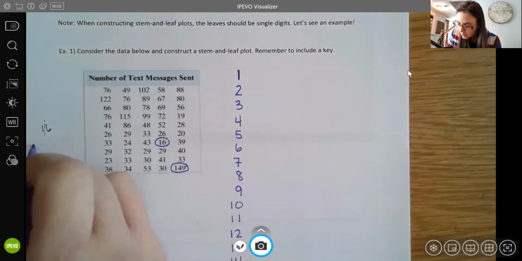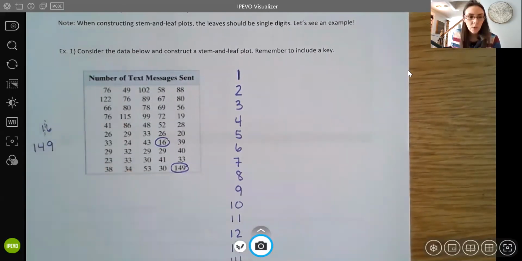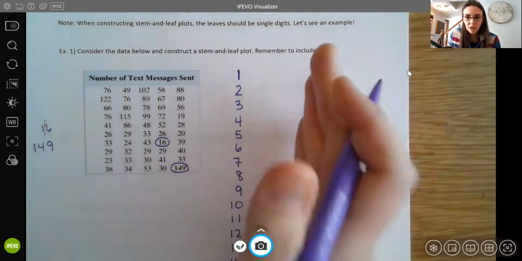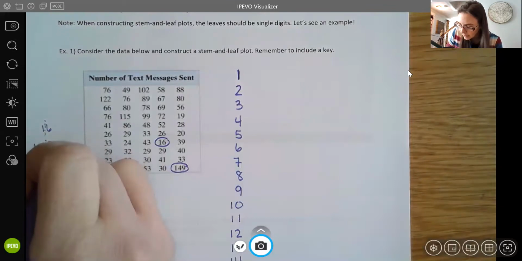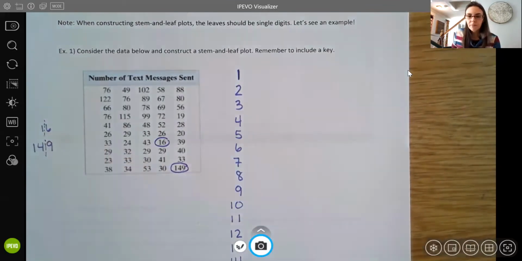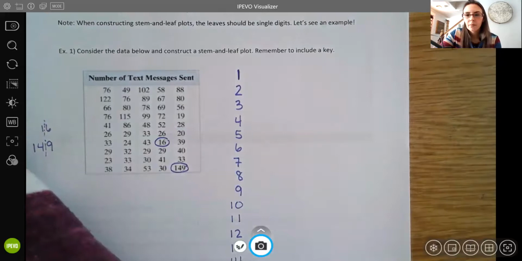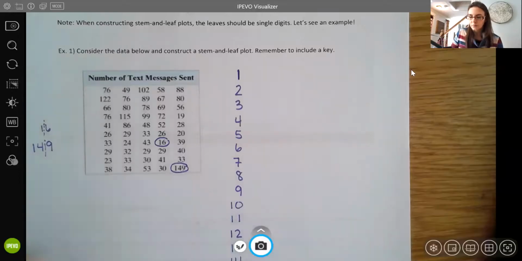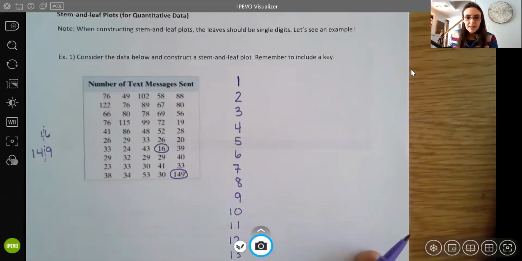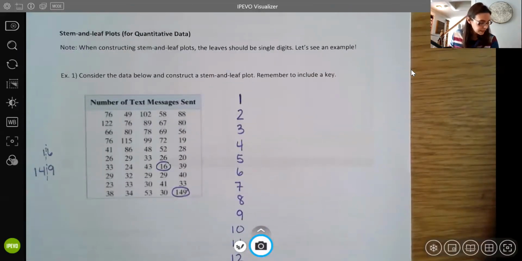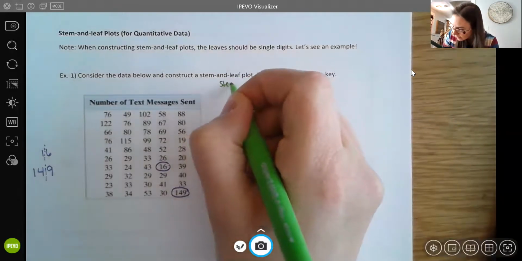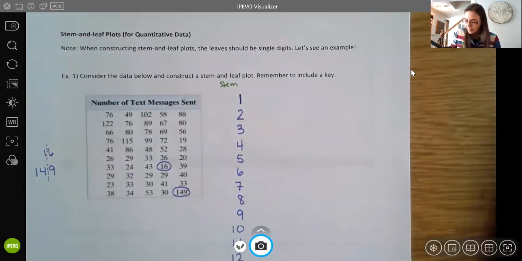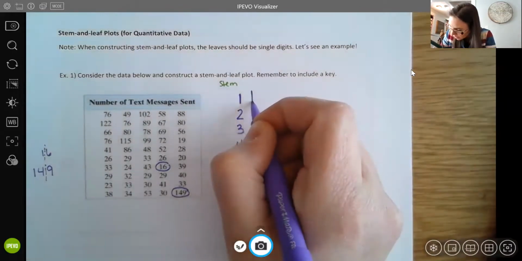If I think about 149, when I split it, I only want to have 1 digit on the right. So I'm going to split it like this here. This left side here, you can think of these as your stems. We don't really label them like that, but just to think of it, those are your stems. And then on the other side, I'm going to draw a vertical line.